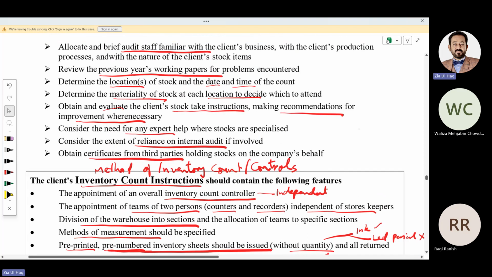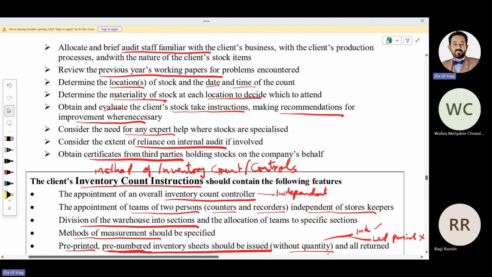So what we need to make sure before count: we need to make sure of the competence of our audit staff who is going to attend the inventory count. We need to review the previous year working paper. We need to check location, date, time of count. We need to check materiality of inventory on different locations. We need to obtain and evaluate a stock take instruction and provide recommendation for improvements. We need to make sure of the need of an expert. We need to make sure of the need of an internal auditor during count. And we need to make sure of obtaining a certificate from the third party if they hold client inventory.